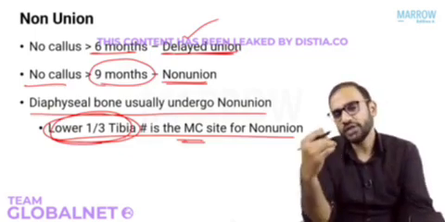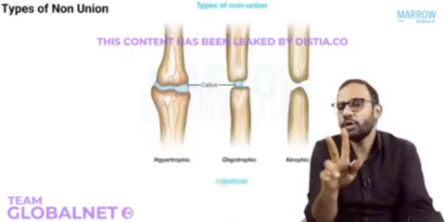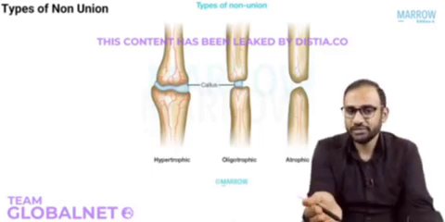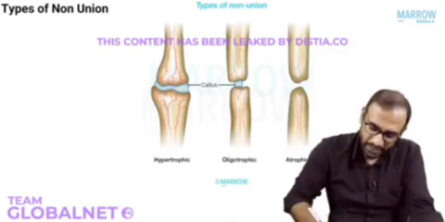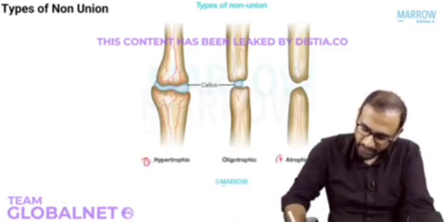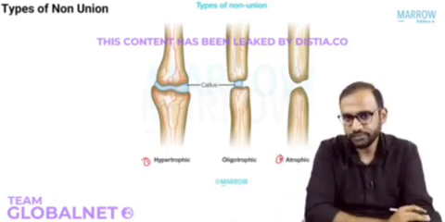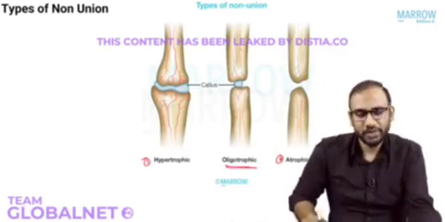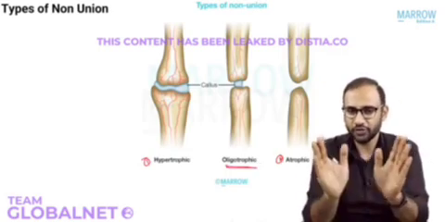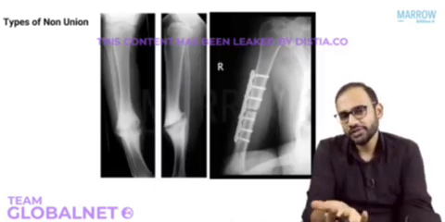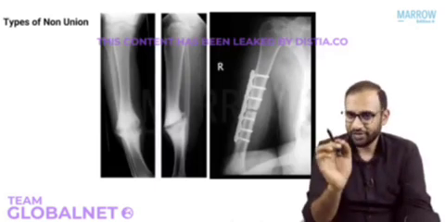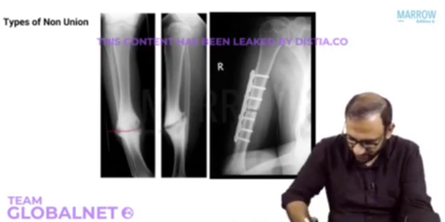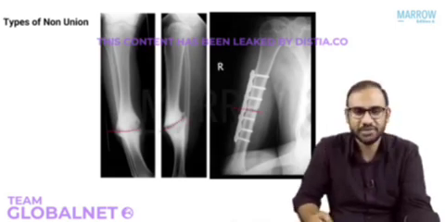Anyways, moving on to the types of non-union. There are 2 important types of non-union for all intents and purposes. Okay, but classification mein to bahut sare hain, but 2 very important. One is hypertrophic non-union, other is atrophic non-union. Oligotrophic is there also, but we'll just remember hypertrophic and atrophic. So what is non-union? Non-union is basically a fracture whose fracture line is still visible.